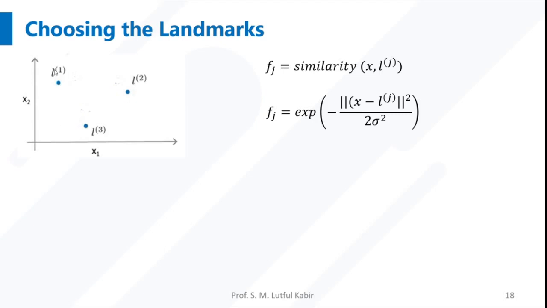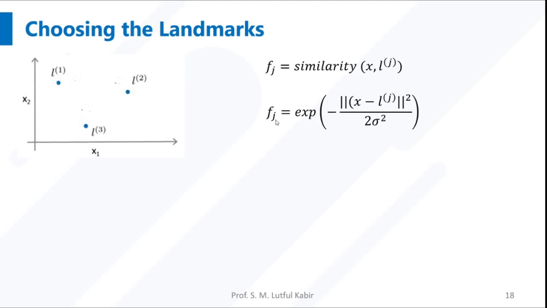Lj means L1, L2, L3. L1 has two components, L11 and L12. Similarly L2, L3, everyone has the same number of components. Remember that the number of components in x should be equal to the number of components in L. So if you take the difference of these two vectors, take the magnitude and square it, then divide by twice lambda squared, and take the exponential of minus that value, that will be a scalar quantity. So Fj is a scalar quantity.